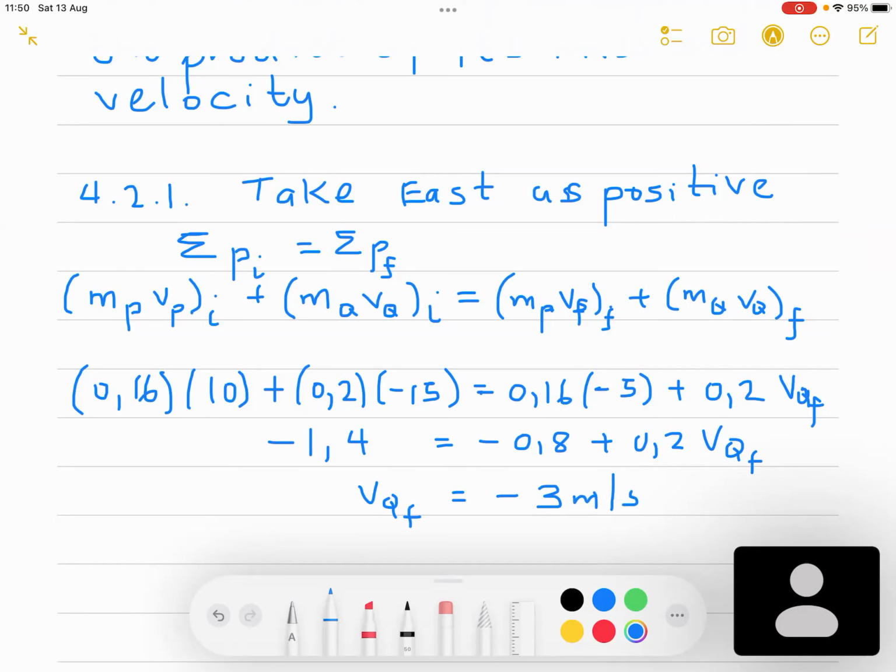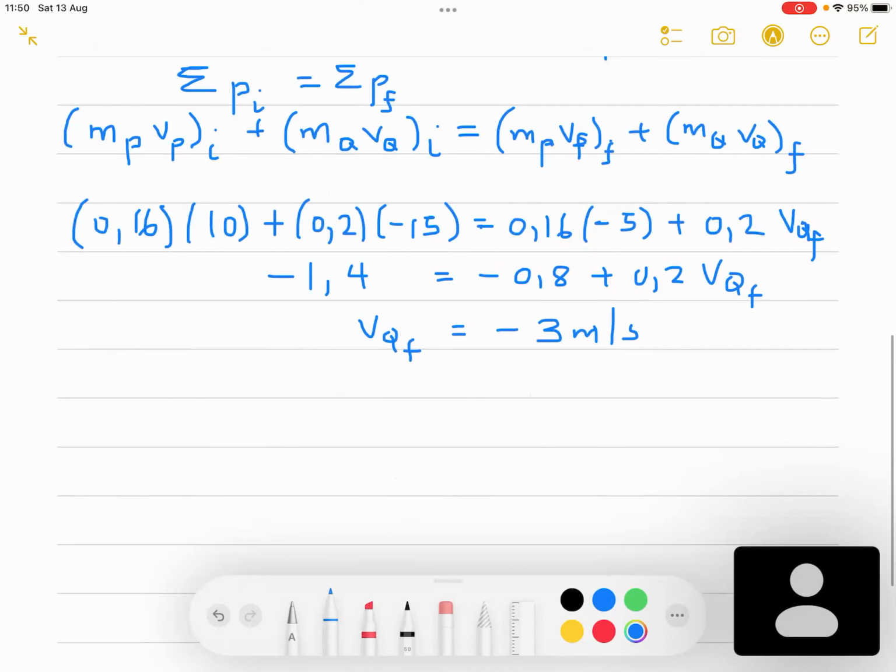Okay, is this what you got? Did you get minus 3? So that is equal to 3 meters per second. Or maybe I should write it as ms to the minus 1 for meters per second. And the direction, I said take east to be positive, and my answer is negative. So the direction is west. Okay, I hope you got that right.